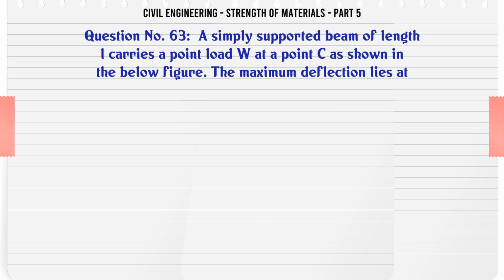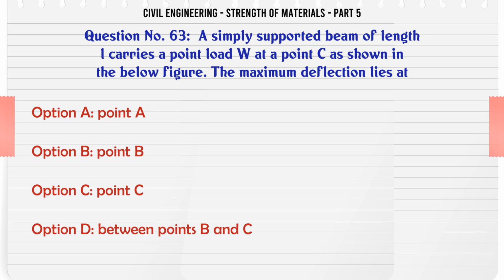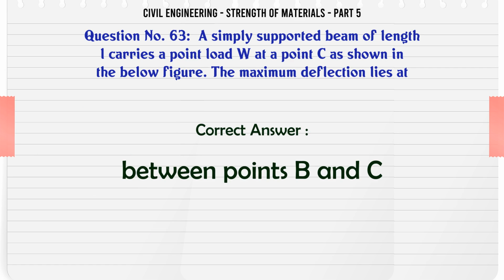A simply supported beam of length L carries a point load W at a point C as shown in the below figure. The maximum deflection lies at A. Point A, B. Point B, C. Point C, D. Between points B and C. The correct answer is between points B and C.